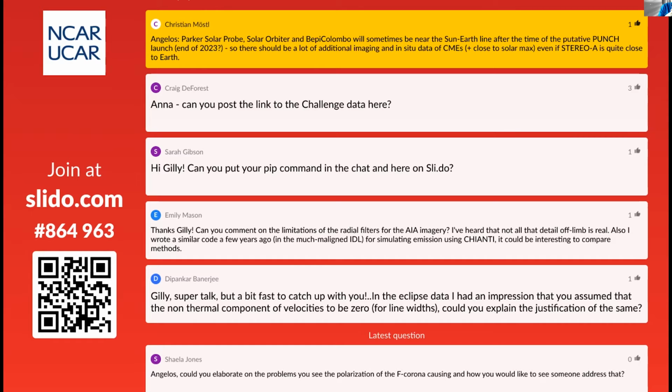Yeah, indeed, for doing individual event analysis, that's fine. What I was referring to was the ability to cross-calibrate or validate different methodologies. That's what I was talking about. And for that, you do need consistent synoptic observations like we have from LASCO or from STEREO A, so that you can compare many more events.